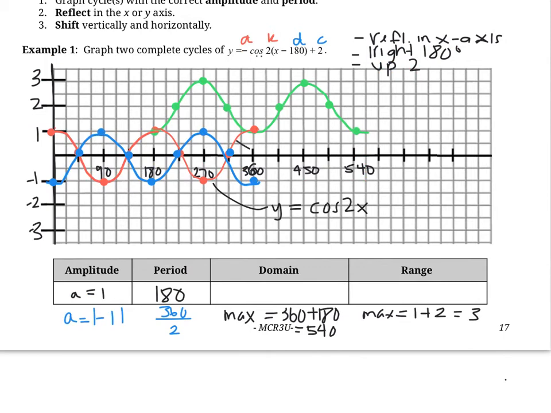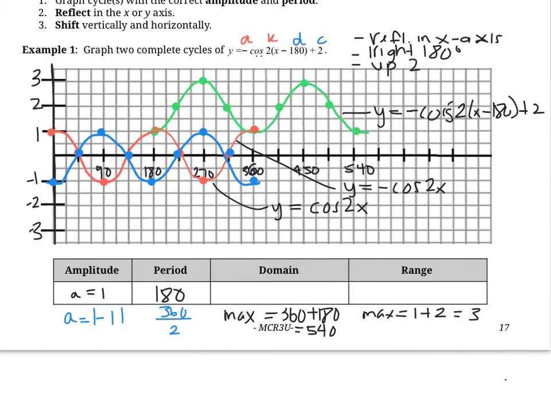Then we had our red graph. That's after we reflected in the x-axis, which means this is the graph of y equals negative cos of 2x. So it's not the complete graph, but here's our final one. This is our graph that had all of the transformations. It had the reflection, it had the horizontal compression, so we have our 2, and it had our shift. So x minus 180 and then plus 2.